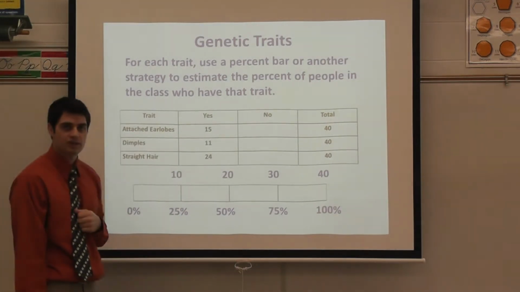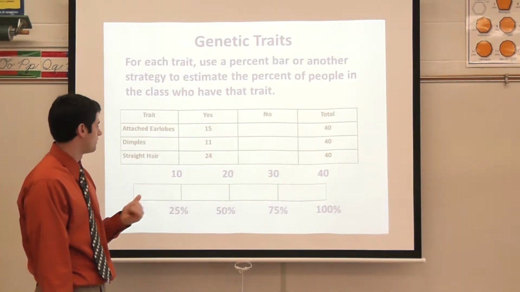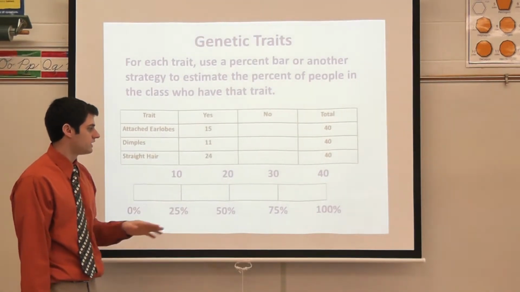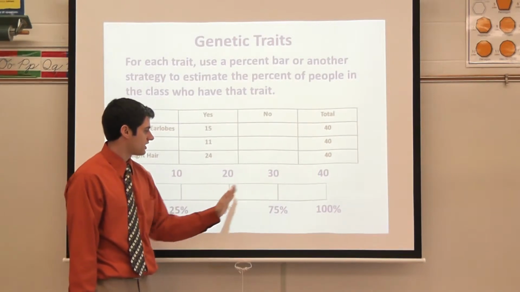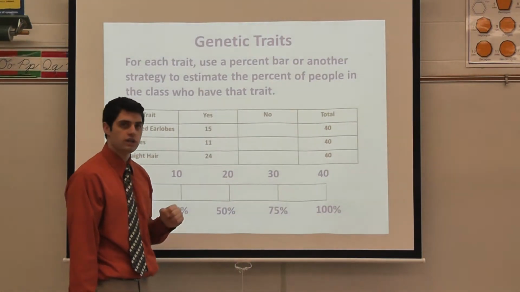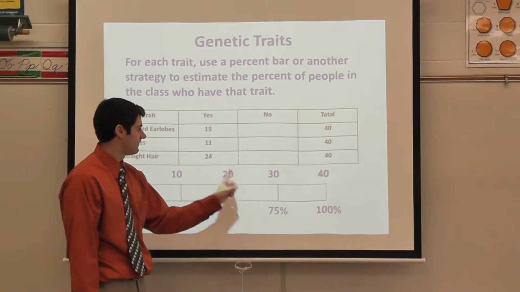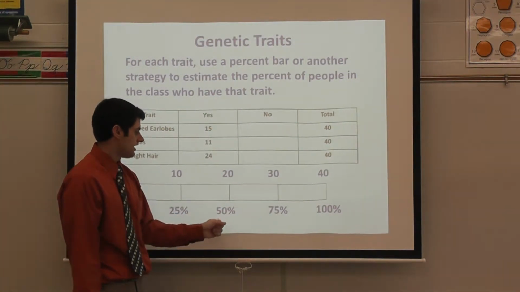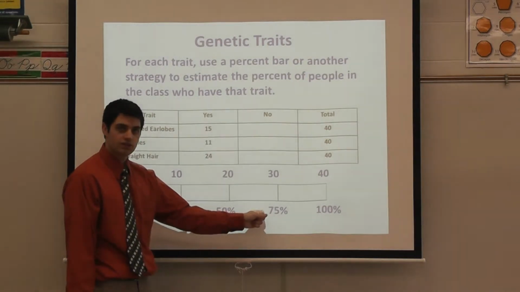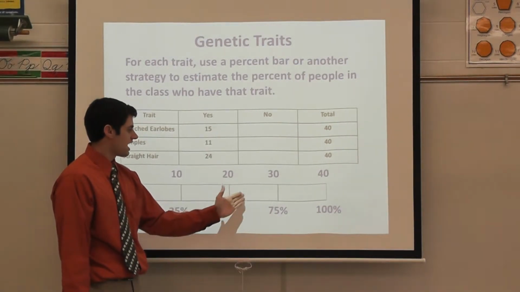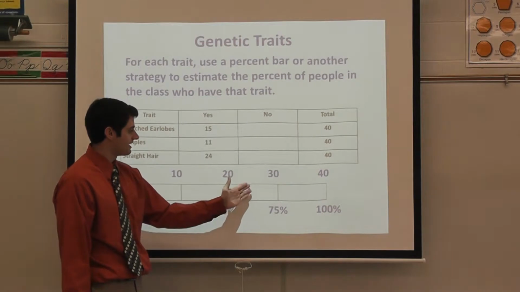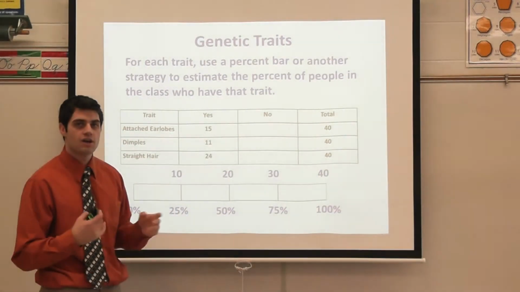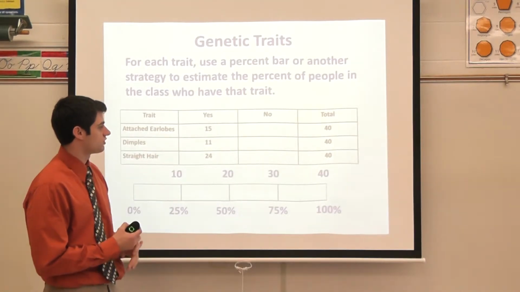So about 27% of the class has dimples. And let's look at straight hair. 24 of the 40. So again, if I was looking at my chart here, halfway between 20 and 30 would be 25, and this is 24, so it's a little less than halfway between both. I also know that halfway here is 13% about, so I might say, let's add 11%, I might say it's about 61% of the students have straight hair in this classroom here.